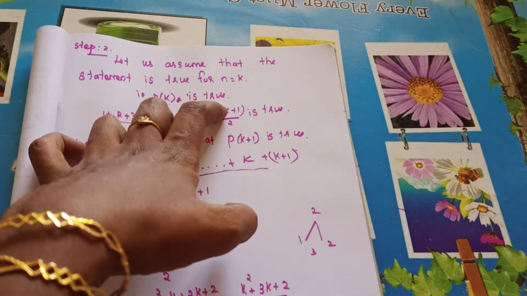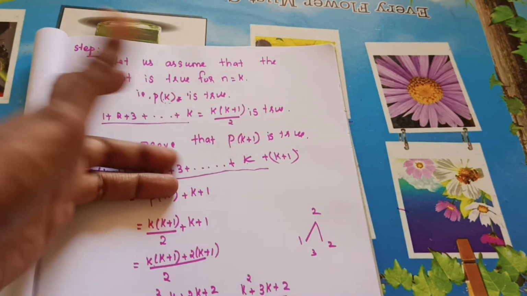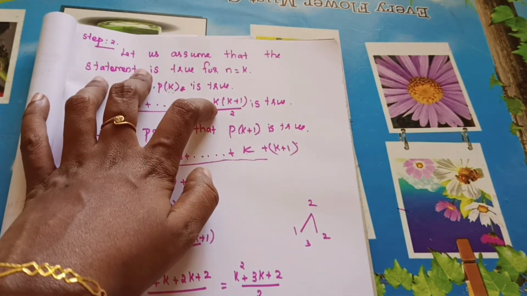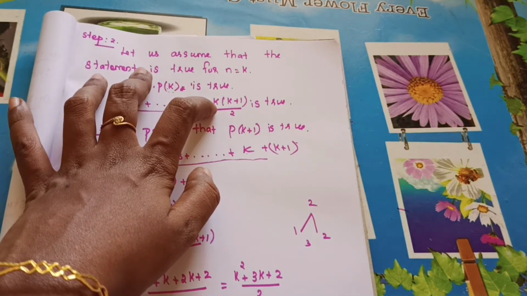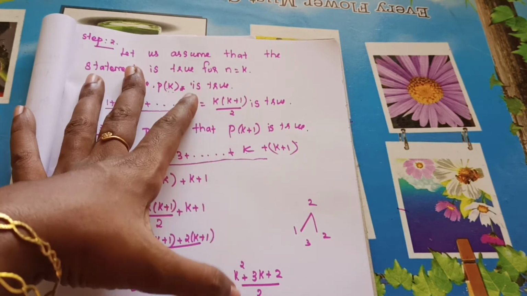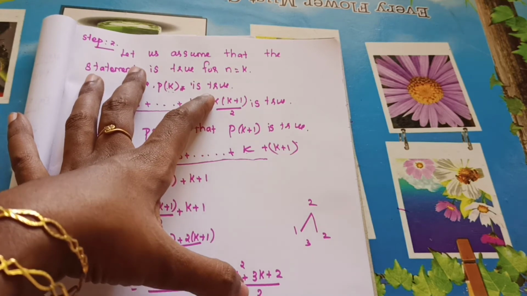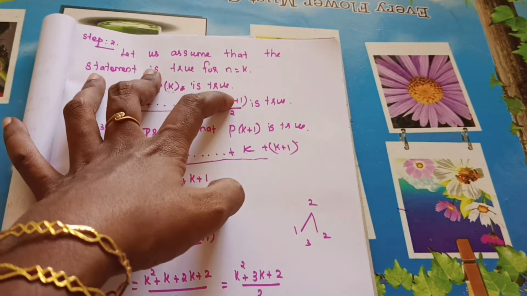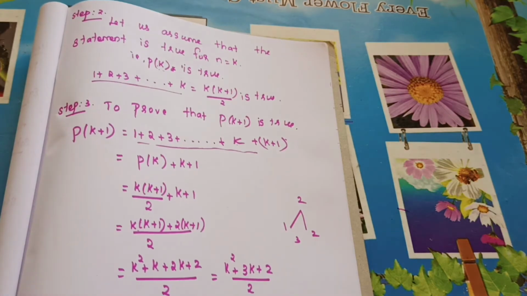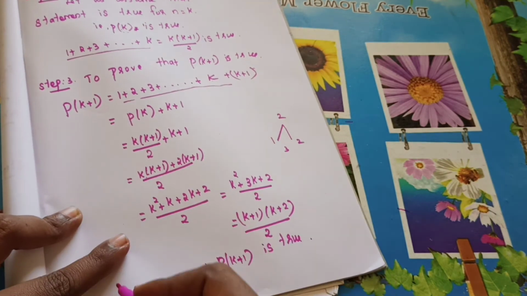In the place of k, k plus 1 means k plus 1 plus 1, so k plus 2 by 2. Correct? So this is the value for P of k: k into k plus 1 by 2. If we substitute k as k plus 1, we need to get this answer. In the place of k, k plus 1 means k plus 1 plus 1, so k plus 2. P of k plus 1 is also true. So you need to conclude the answer this way.